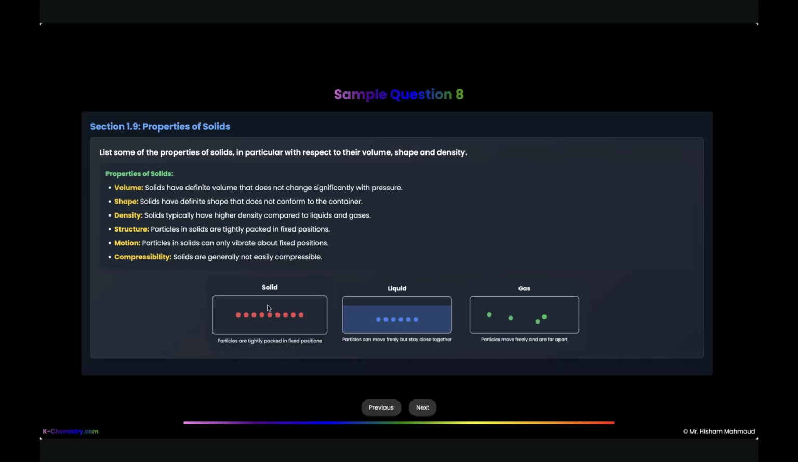Some notes about the properties of the solids, the liquids, and the gases: the volume, the shape, the density, the structure, the motion, and compressibility. And that's the end of this part, and see you in the next video.